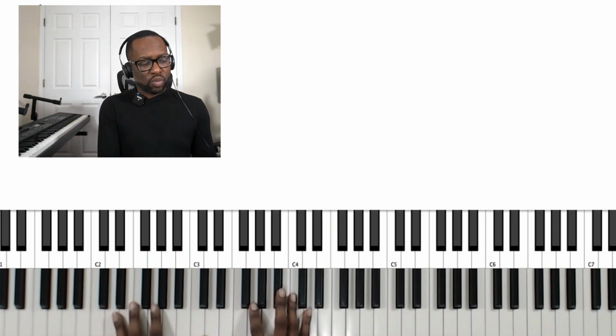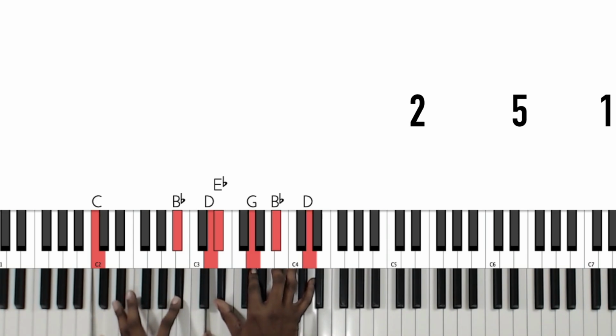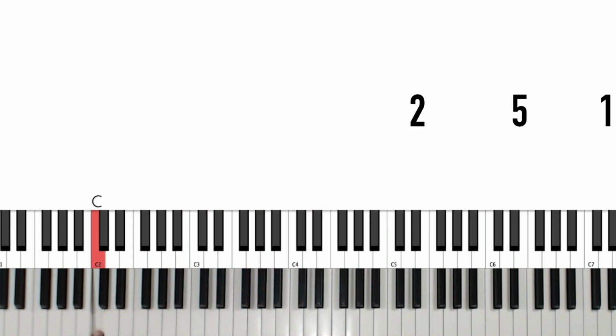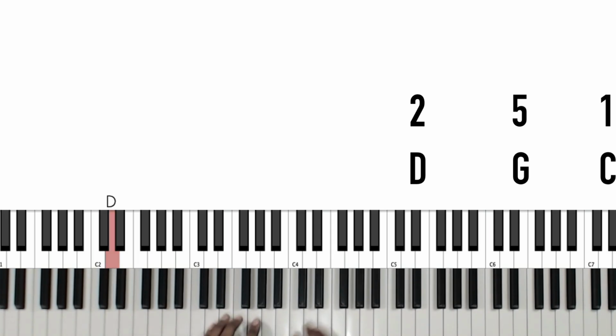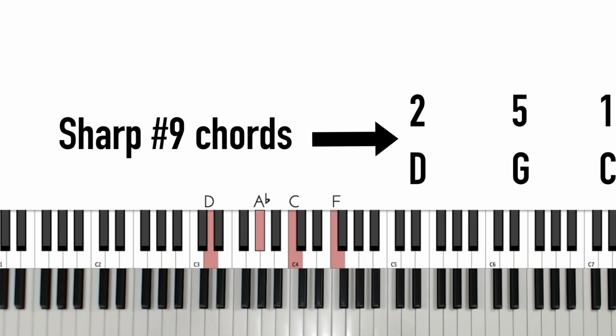So we're moving towards a C minor chord. Beautiful C minor chord. The C is the 1. And so 2 is a D, the 5 is a G, and the 1 is a C. And so what's happening is he's approaching this D minor 7 flat 5 with what we call sharp 9 chords.